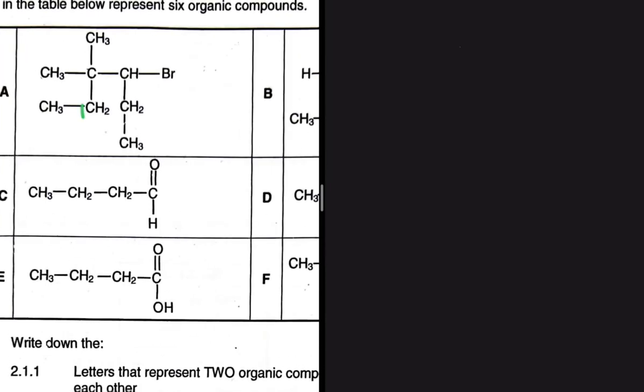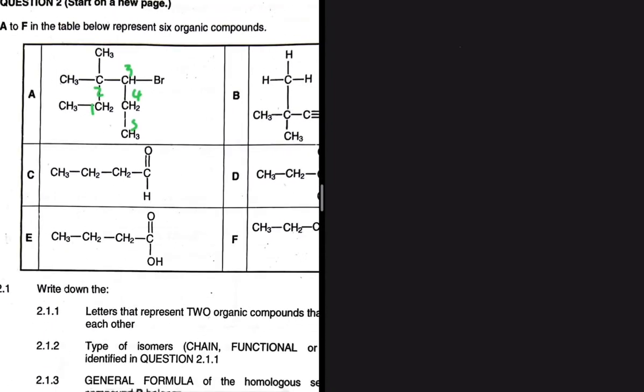We are looking for letters that represent two organic compounds that are isomers of each other. Let's just calculate the number of carbons on the longest chain first before we look at other things. So here we have 1, 2, 3, 4, 5. So if we find something with 5 carbons, then we can compare the two.